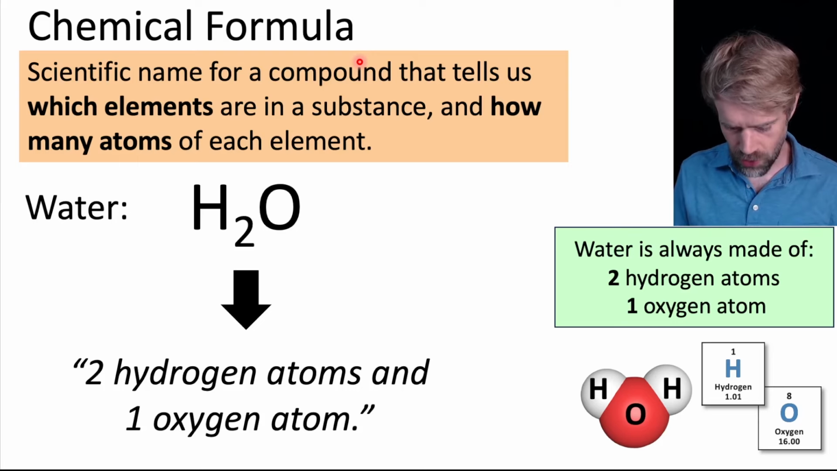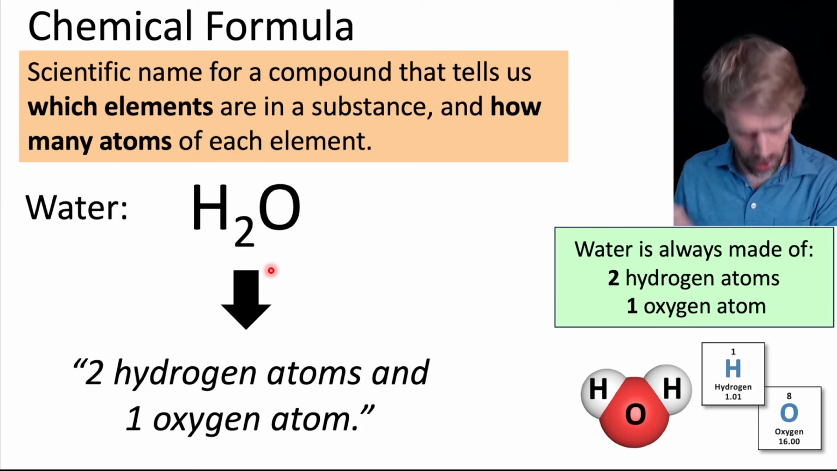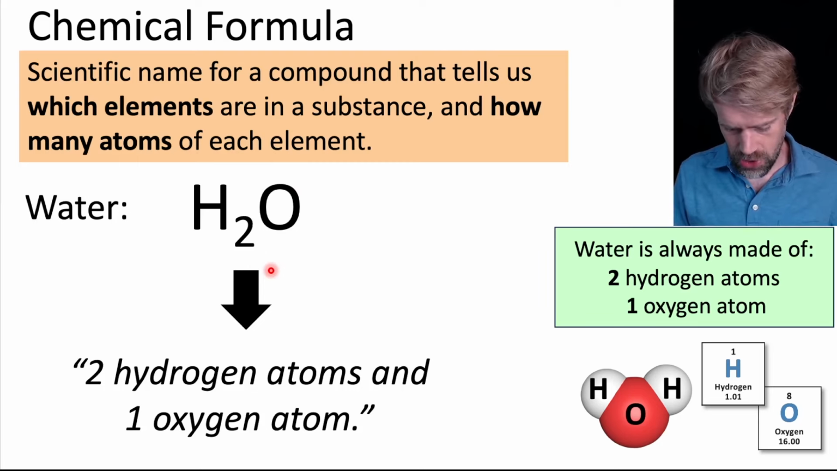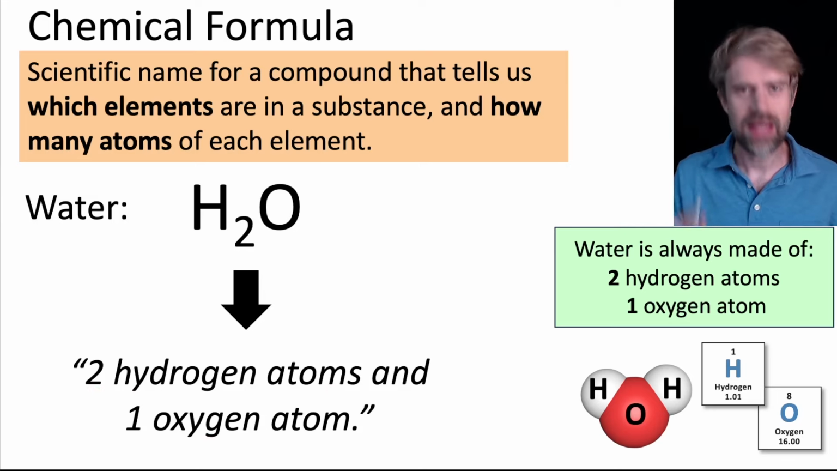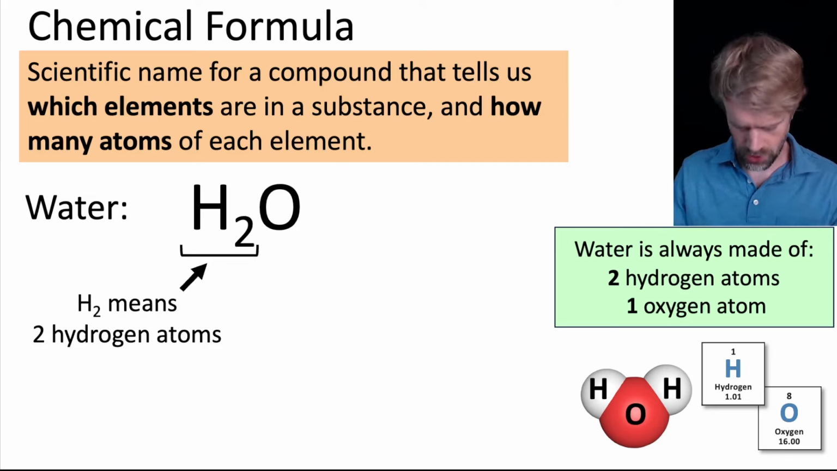The chemical formula for water is H2O. And this formula tells us that in water, we have 2 hydrogen atoms and 1 oxygen atom. Let's decode this chemical formula and see how it tells us that information, okay?